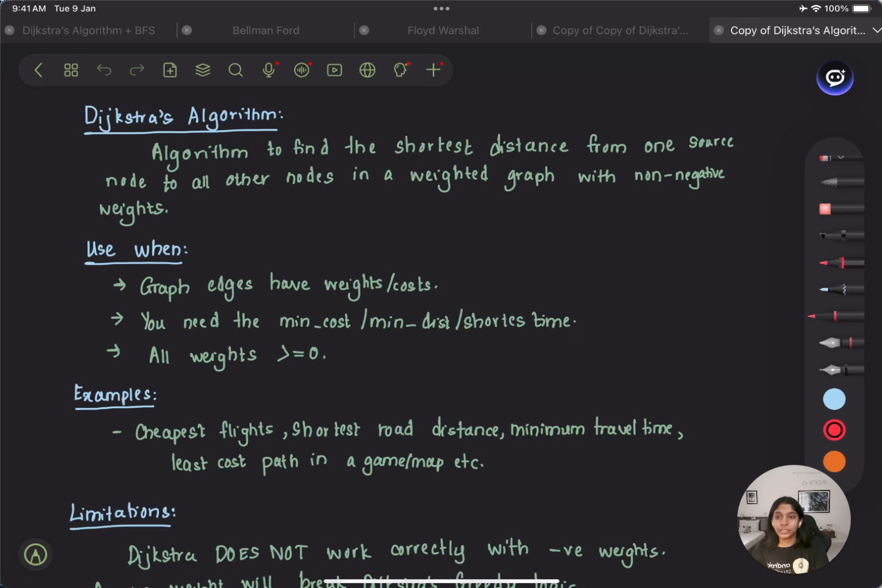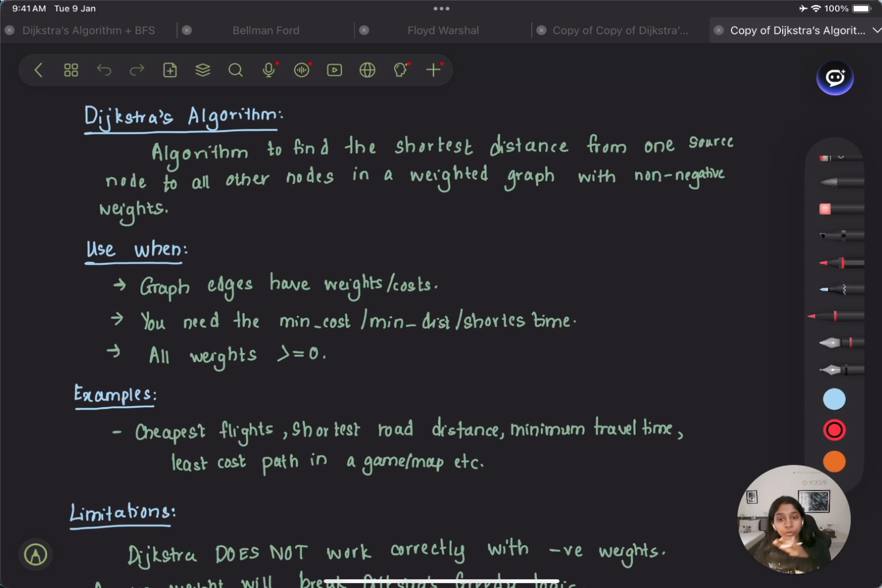Today we're going to be looking at Dijkstra's algorithm. We'll go through a bit of the definition, when we should use it, when to use BFS or when to use Dijkstra, and then we'll go through an example to see how it works. Okay, so what exactly is Dijkstra's algorithm?